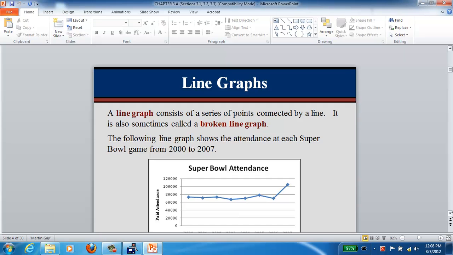Here is the line graph, which consists of a series of points connected by a line. It is also sometimes called a broken line graph. The following graph shows the attendance at each Super Bowl game from 2000 to 2007.